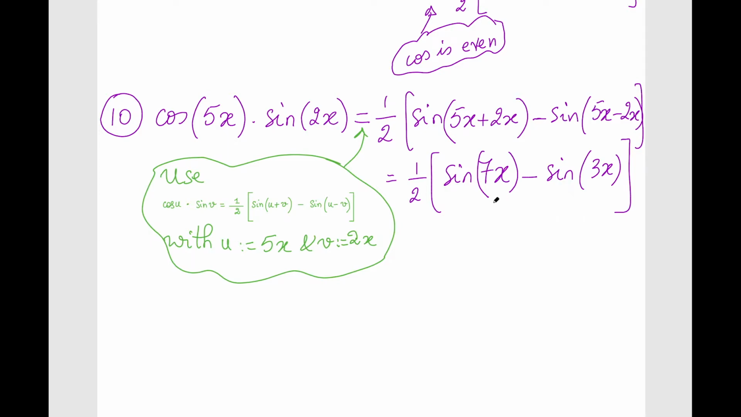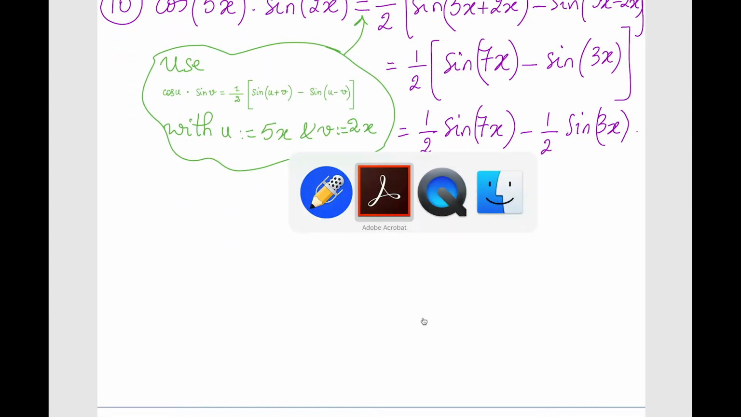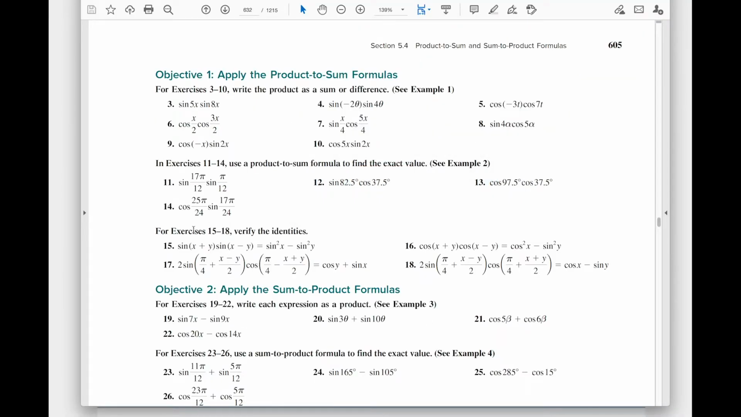Agree with this? All right, and we wrote this product as a difference. If you want to distribute the multiplication over subtraction, you can also write, but this is not necessary, obviously, half sine of 7x minus half times sine of 3x. It's up to you if you want to write it as such. Okay. All right. Let's go to the next group of problems.